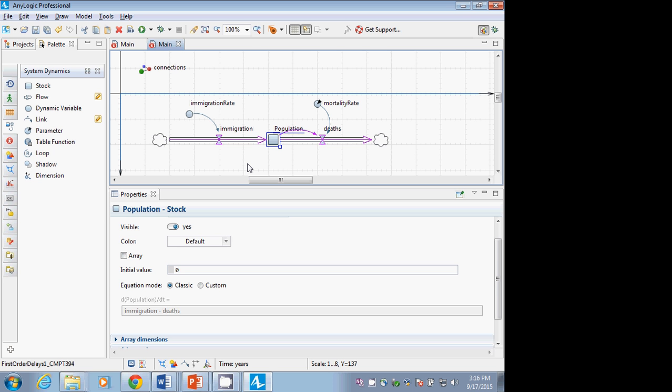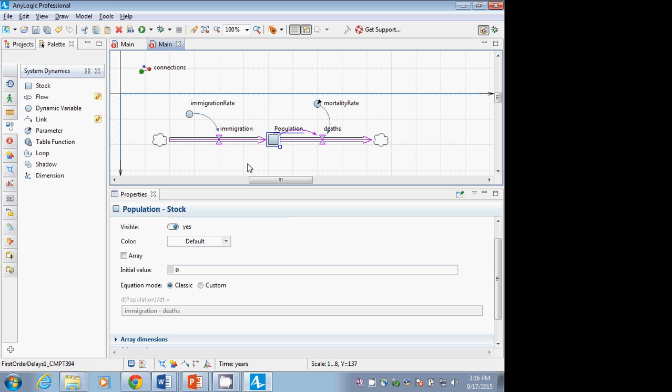Because as population rises, what will also rise? The rate of deaths, right? The larger the population, more people are going to be dying per month. And it will continue to rise until what point? At what point will it no longer rise? A stock will be in stasis, won't change, if what equals what? Rate of inflow equals outflow. Yeah, rate of immigration equals the rate of death.